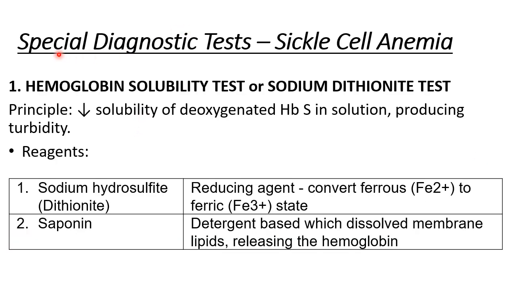And then we will proceed with special diagnostic tests. Unahin natin yung mga tests for sickle cell anemia. The following tests are just for screening test lang. Okay? Kasi obsolete na to, hindi na to masyadong ginagawa in laboratory. So, unahin natin the hemoglobin solubility test or the sodium dithionite test. The principle of the test is that HbS or hemoglobin S has a low solubility when combined with the following reagents. Sodium hydrosulfite or the dithionite, which is a reducing agent. It converts your ferrous iron to ferric iron. And saponin, which dissolves the RBC membrane, releasing the hemoglobin.